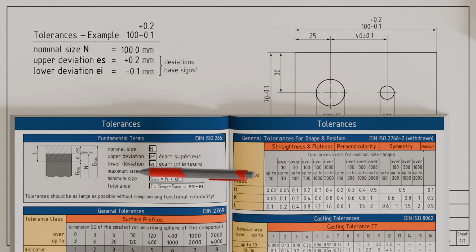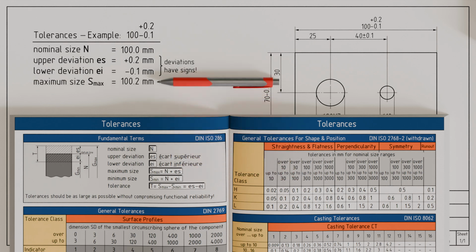The maximum size is represented by the letter combination Smax and is, in our case, the sum of the nominal size of 100 mm and the upper deviation of 0.2 mm. This results in a maximum size of 100.2 mm, which must not be exceeded after manufacturing.